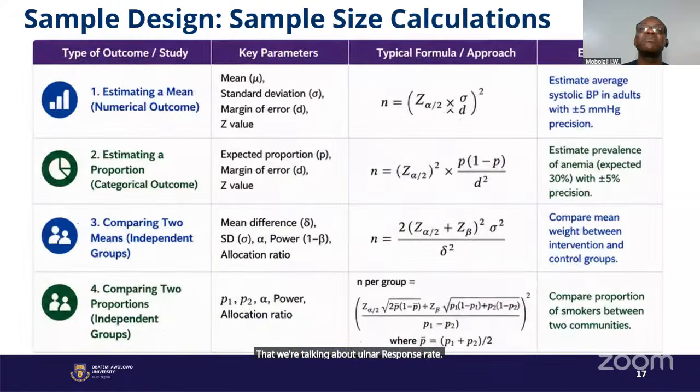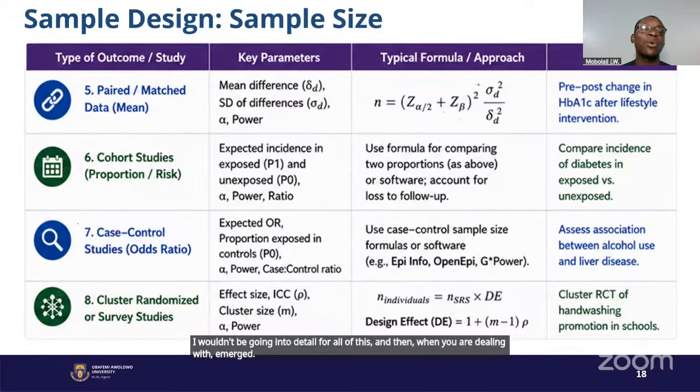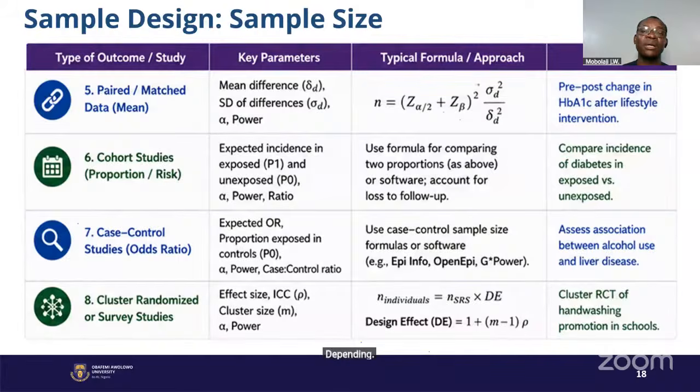So here are some sample size calculations depending on your outcome. If the outcome is numeric, if it's categorical, if it's comparing two means or comparing two proportions. I won't be going into detail for all of this. And then when you are dealing with matched data, paired data, cohort studies or case-control studies, there are different sample size calculations that you can use depending on whichever one you are using, or if you're using cluster randomized or survey studies.